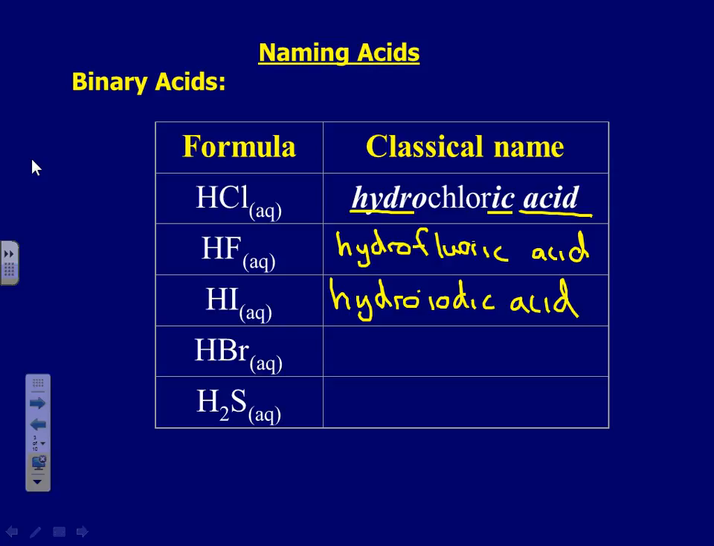Logan, what's the name of this next one? It's bromine. Hydrobromic acid. And H2S is actually the same naming system, but it's got a little extra syllable in it. We don't say hydrosulfic. What do you think we say? Yep. Hydrosulfuric acid. Yep.